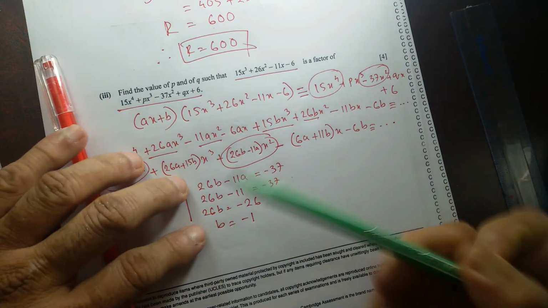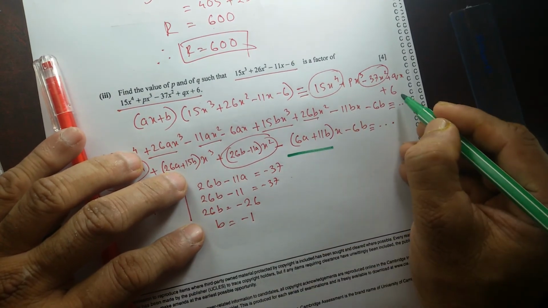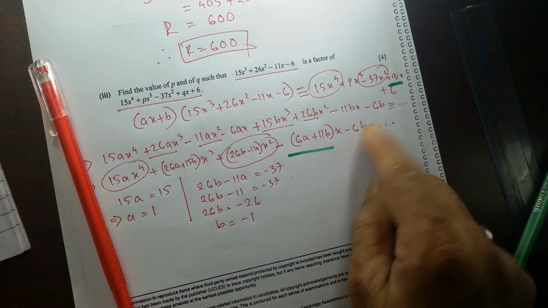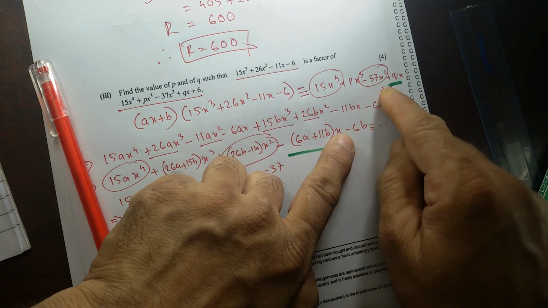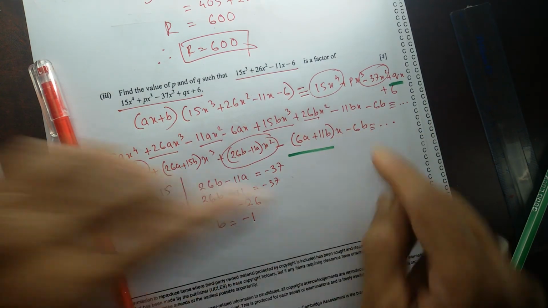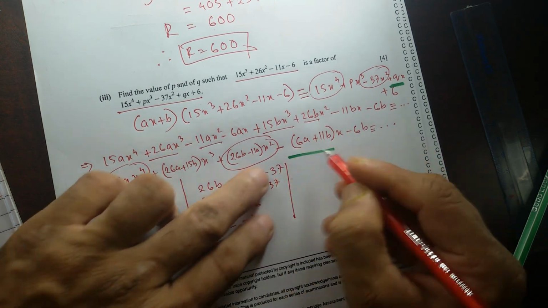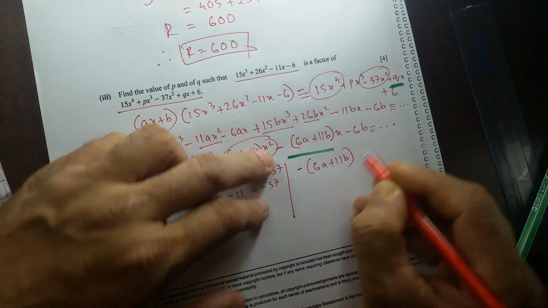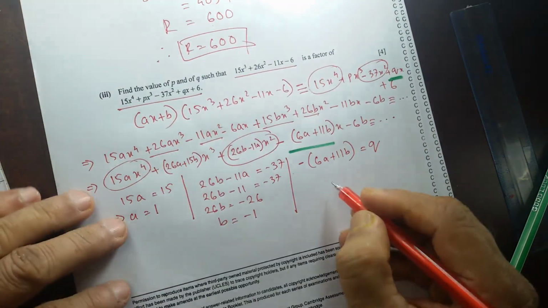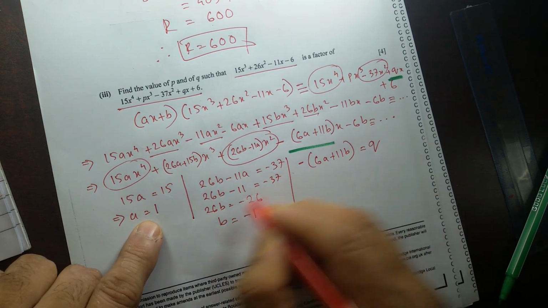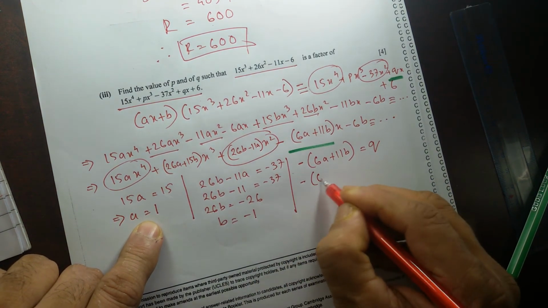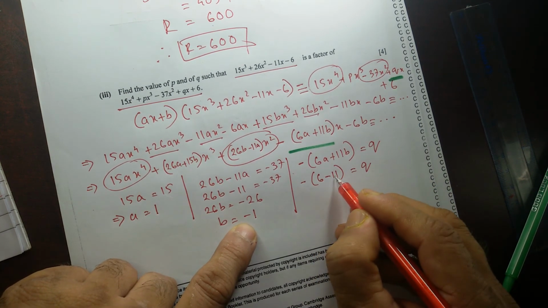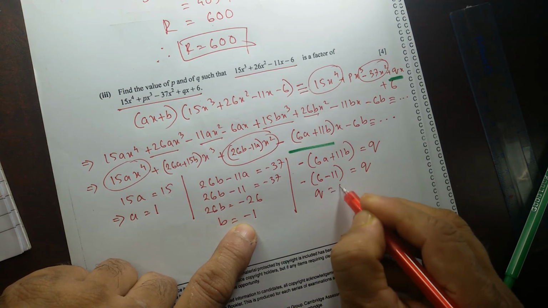Now I'm ready to take this one. Okay, this thing. You could have taken this one, 6b with 6. That's going to give you b equal to minus 1. But that's okay. Since I have done that, minus 6a plus 11b equals q. I know a is 1, so that's minus 6, and that's minus 11, that's minus 11 equal to q. So minus 6 minus 11 is minus 17... q equal to 5.